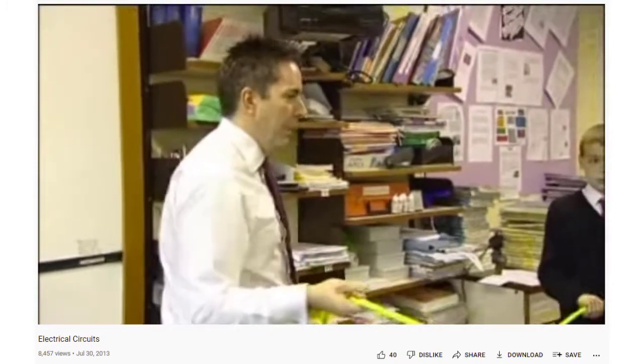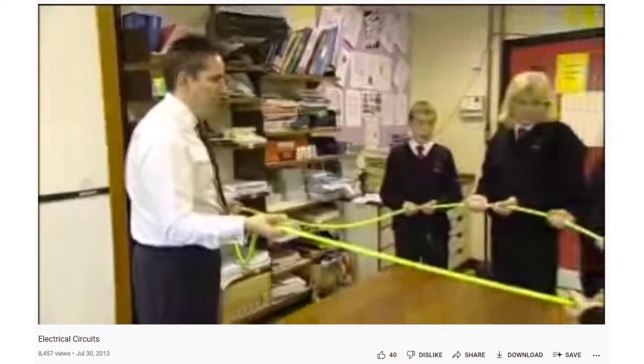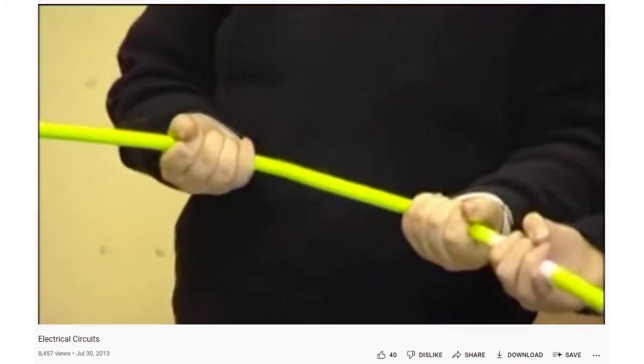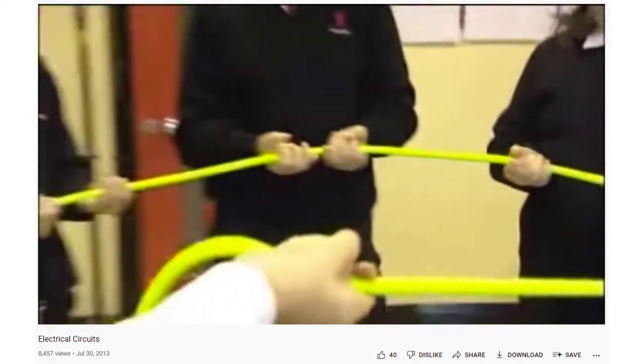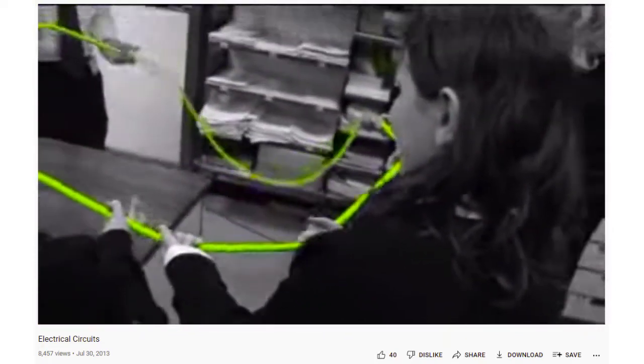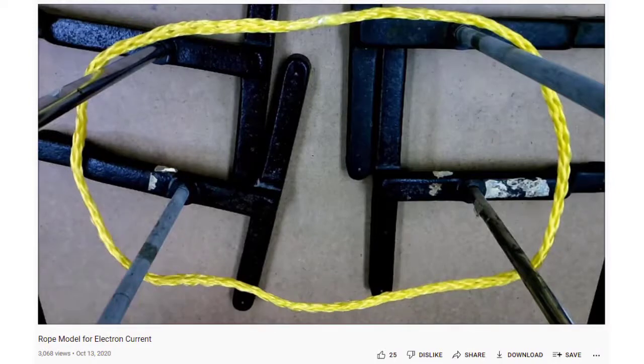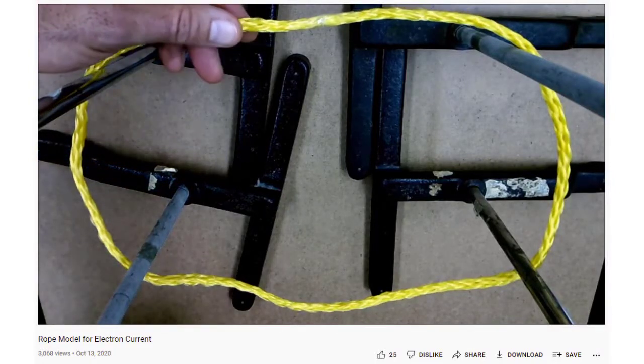And one last thing the teacher could do, picking on a pupil that you like, is you could ask them to hold the rope slightly tighter. And what will happen is, as you pull it through, with it being a rope, you get a lot of friction. So you can talk about, well, a lot of energy has been transferred at the point where resistance increased.